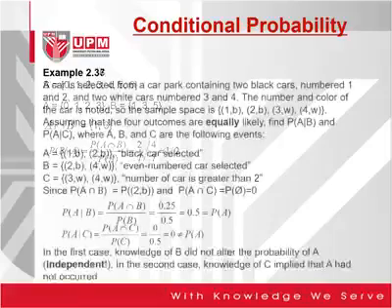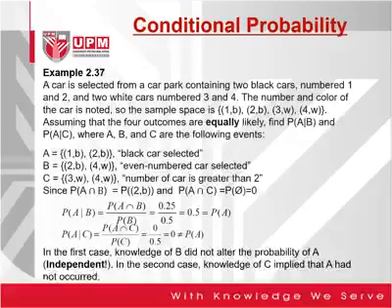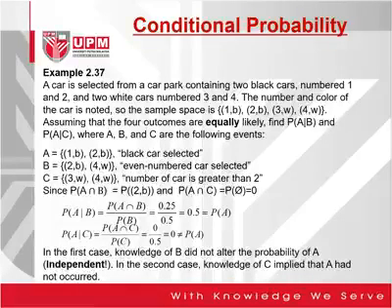A car is selected from a car park containing 2 black cars labeled 1 and 2 and 2 white cars labeled 3 and 4. The number and color of the car is noted, so the sample space has 4 outcomes: 1B, 2B, 3W and 4W. Now find the probability of A given that B will occur, and the probability of A given that C will occur. A is black car selected, B is even number car selected, C is number of car greater than 2.